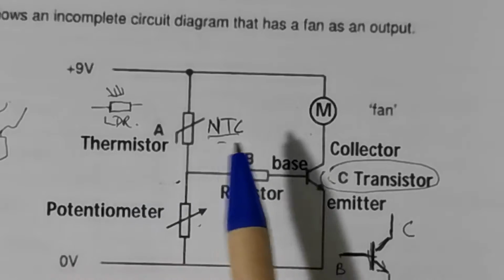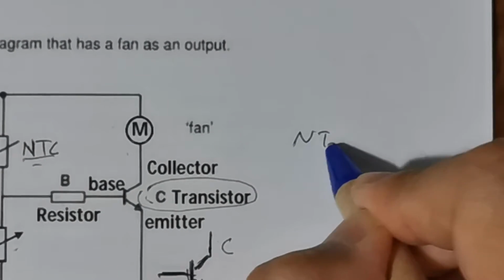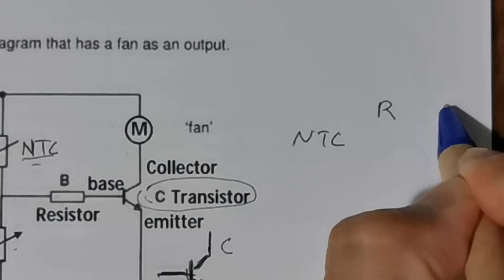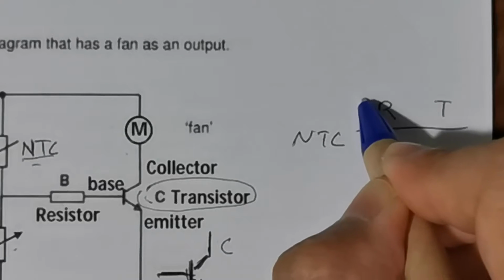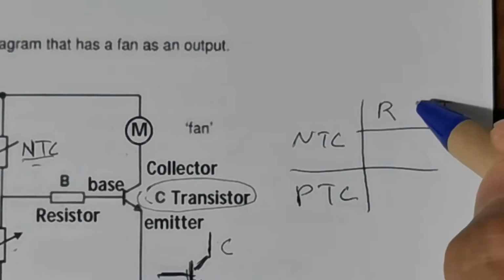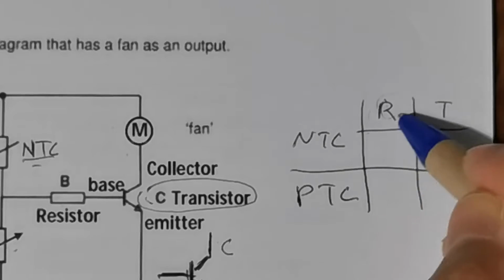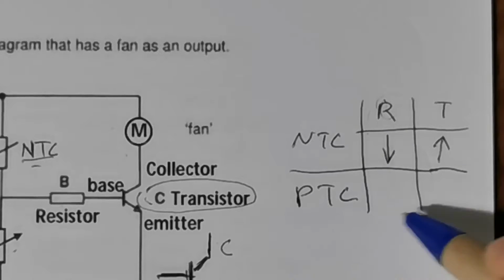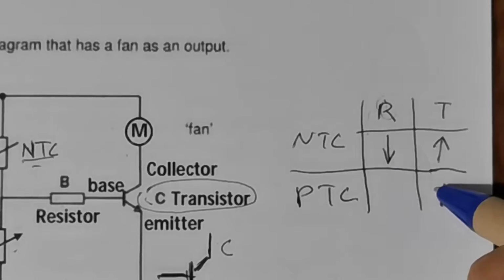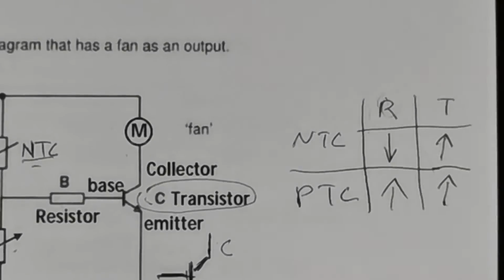For an NTC thermistor, I just write down: this is resistance, this is temperature. This is PTC. For NTC, when the temperature goes up, resistance goes down. For positive temperature coefficient, when the temperature goes up, resistance must go up.